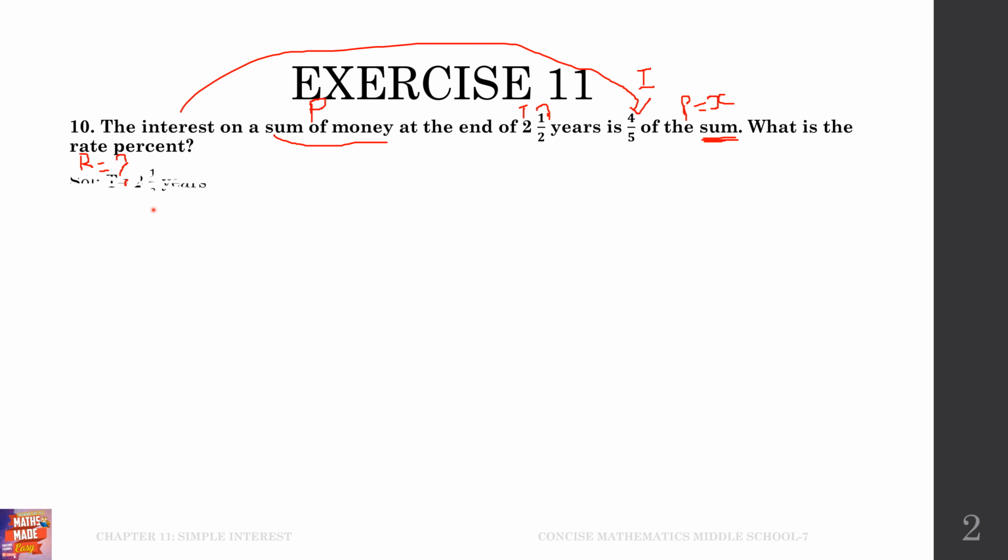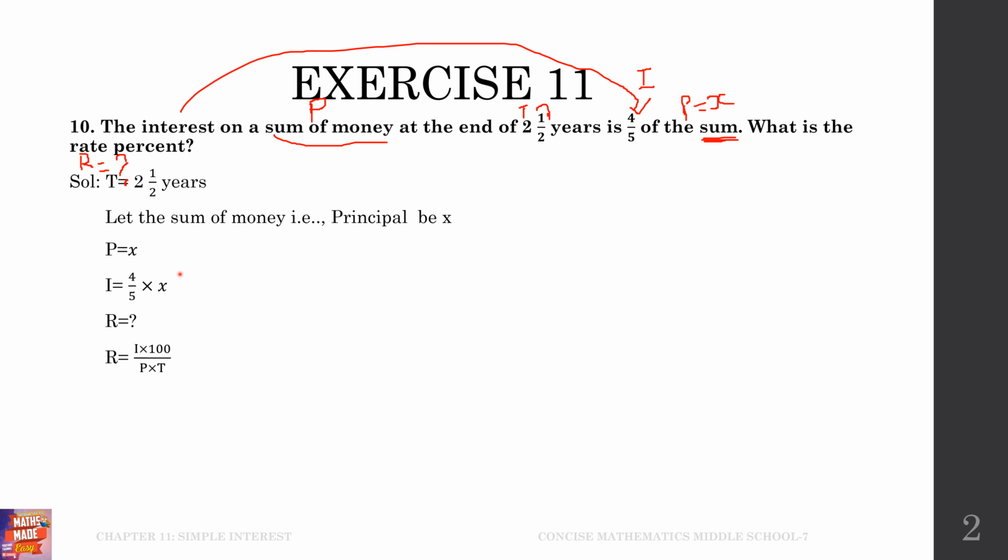First let's write the given data. Time is 2.5 years, and since they have said 4 by 5 of this sum, that means principal, we are going to consider the principal as x, and this interest they have given indirectly, that is 4 by 5 of this sum. So that's why I'm writing 4 by 5 into x, and we need to find the r value. Now just write down the r formula. How to find r? I into 100 by P into T. Now just check it out.